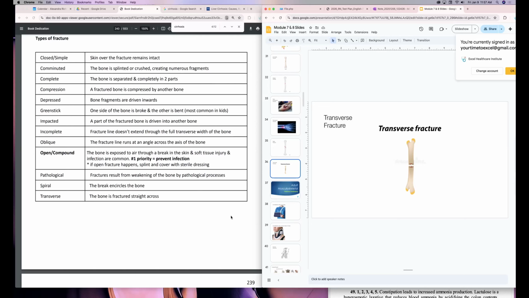Okay? The most important aspect of musculoskeletal is safety, and we're going to learn about that with the 6 P's.